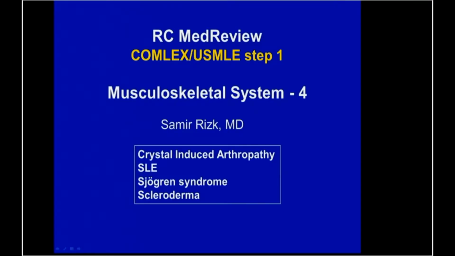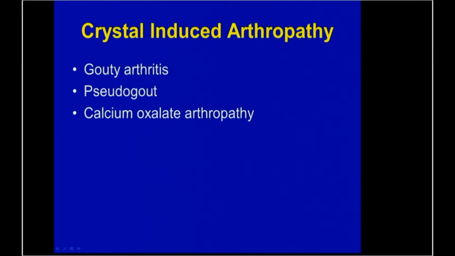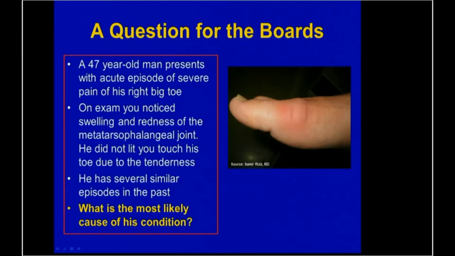Musculoskeletal system, section 4, will discuss the crystal-induced arthropathy, systemic lupus erythematosus, Sjogren's syndrome, and scleroderma. Under the crystal-induced arthropathy, we'll talk about gouty arthritis, pseudogout, and calcium oxalate arthropathy.